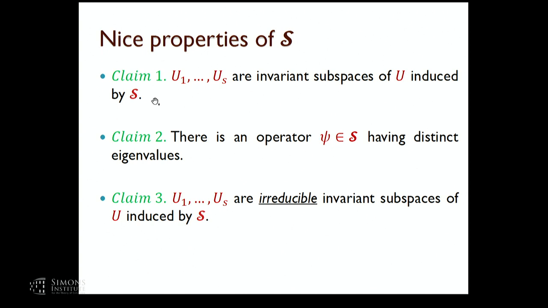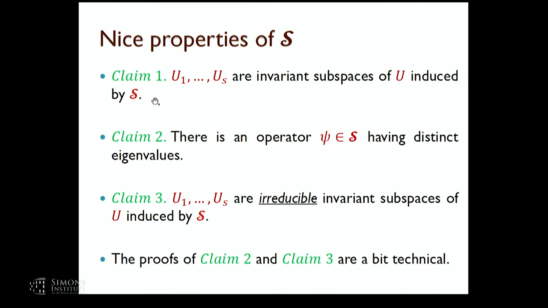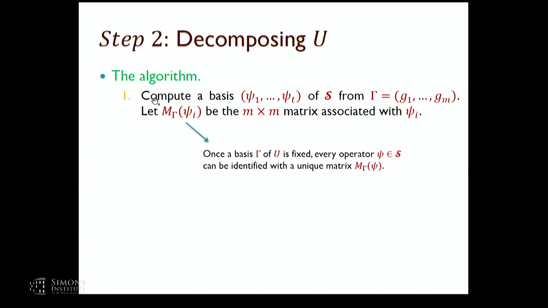giving us the decomposition. The first is that U1 through Us are indeed invariant subspaces of U under S, induced by this choice of S. And the second is that there exists an operator psi having distinct eigenvalues in this space S. And the third claim is a strengthening of the first claim, that not only are these invariant subspaces of U induced by S, these are actually irreducible invariant subspaces. Yeah, so I'm not going to prove these claims. This is where the technical bit goes in. But let us use this to give the decomposition algorithm.